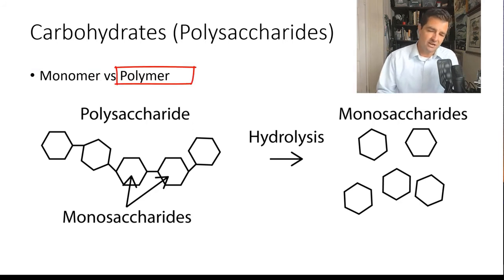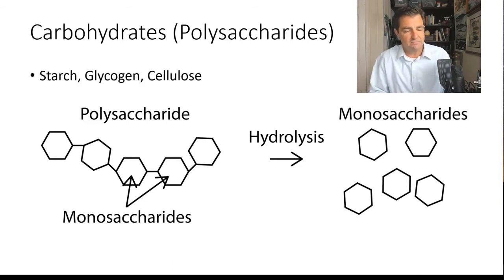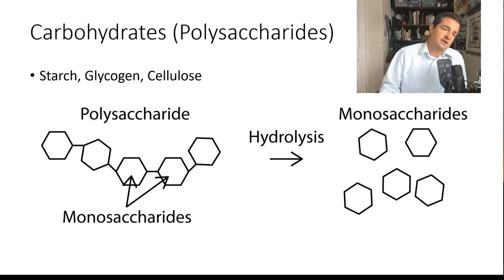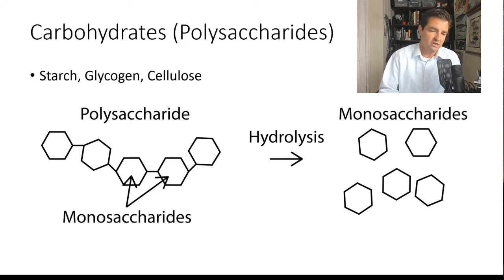So some polysaccharides are made up of repeating units of a monomer such as glucose, and that forms then a larger polysaccharide. Examples of polysaccharides include starch, which are found in plants and things like potatoes and pasta, glycogen, which is a carbohydrate that we have in humans and other animals that's used to store carbohydrate energy, and then cellulose. Cellulose is a polysaccharide that is typically found in the cell wall of plants.